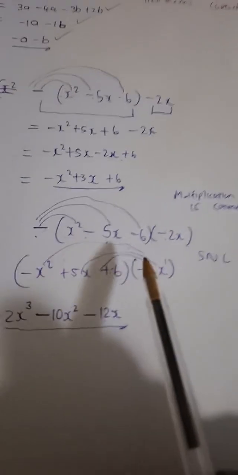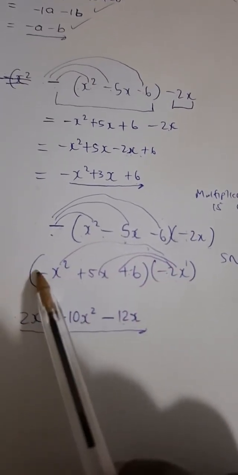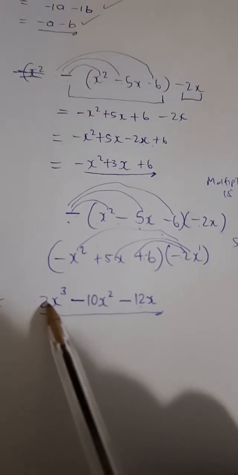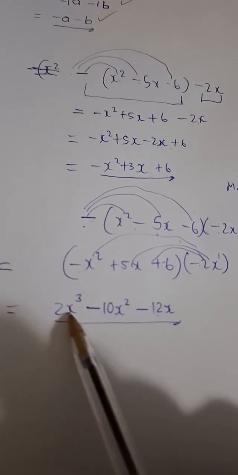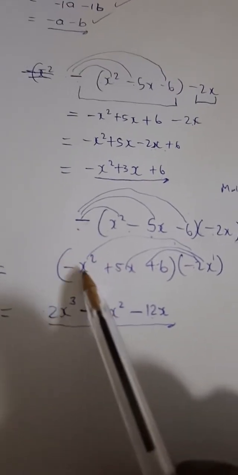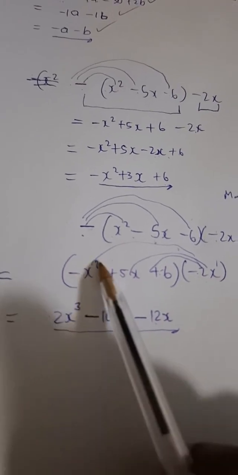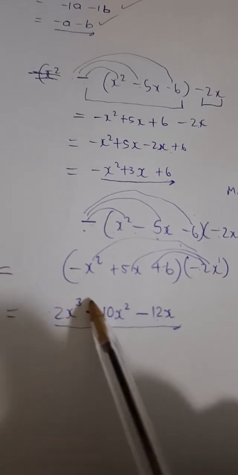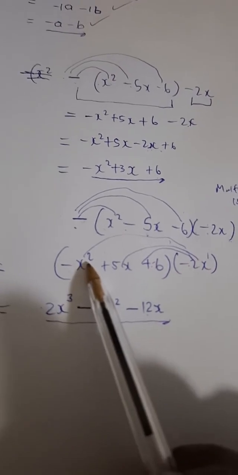Apply sign rules. What's negative times a negative? That gives us a positive, right? So that's why we have positive. 2 times 1, there's a 1 here that you don't see, gives us 2. X times x to the power 2, the bases are the same. So we keep the base, we add these exponents. 2 plus 1 gives you 3. We are done distributing negative 2x to negative x squared.